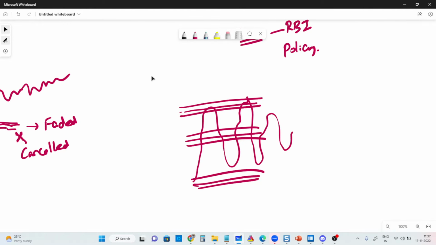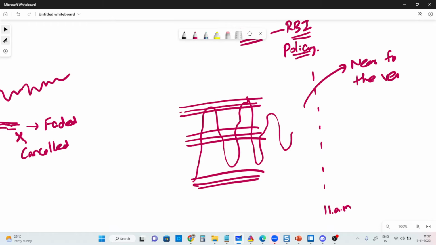But the moment time is reaching 11 o'clock, or just very near to 11 a.m., where the RBI policy is likely to get announced, what will happen is the limit orders will be cancelled near to the event. Near to the event, most of the market maker orders get cancelled. Why? Because it's a threat. An event is always a threat. The market can take a direction on any side.